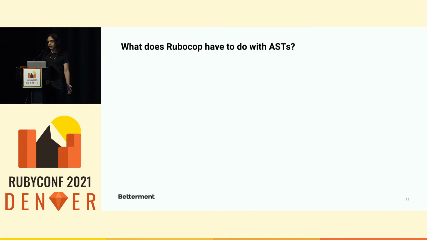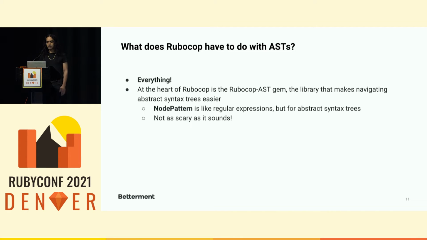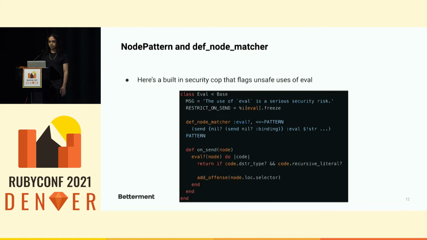Okay, so I've talked a bit about ASTs and Rubocop. You might be wondering, what do they have to do with each other? Well, pretty much everything. At the heart of just about every Rubocop cop is this class called NodePattern, which is basically regular expressions, but for ASTs, which I know sounds kind of scary, but if you stick with me for a few minutes, I'm hoping that it'll all make sense by the end.